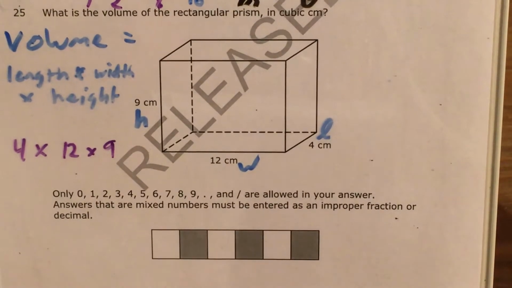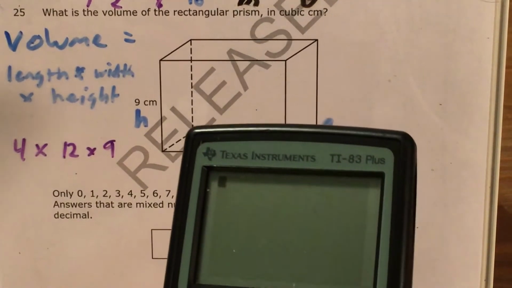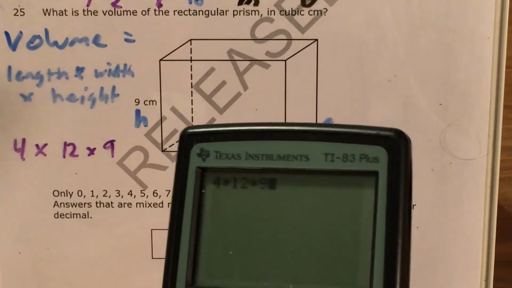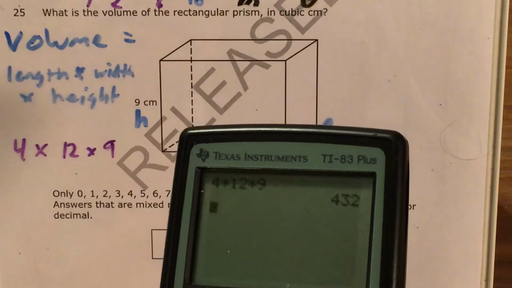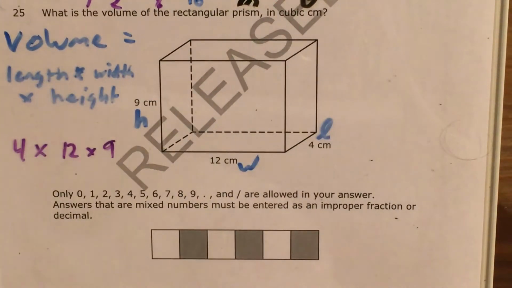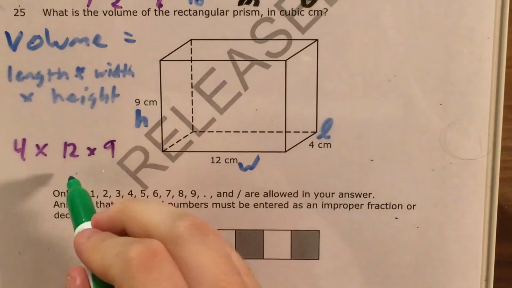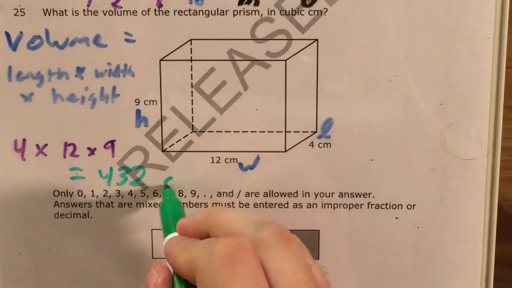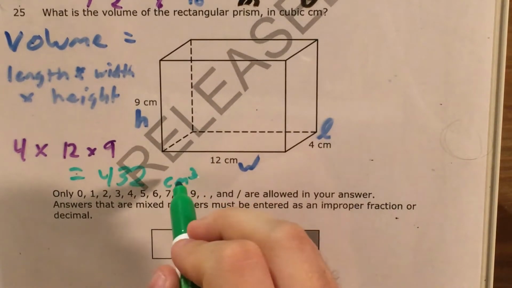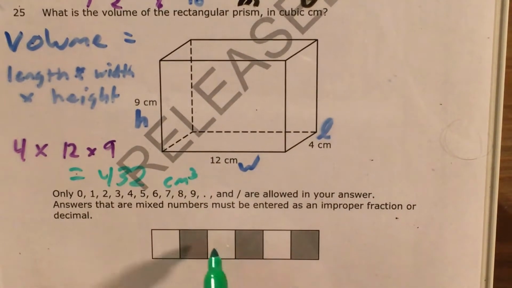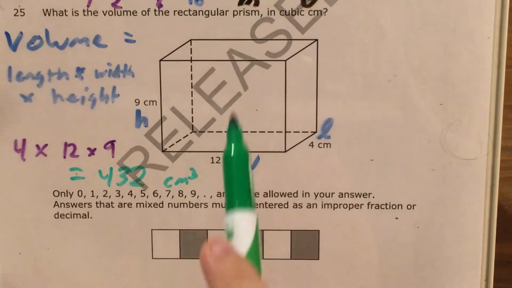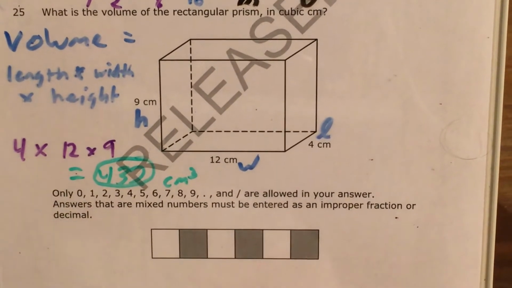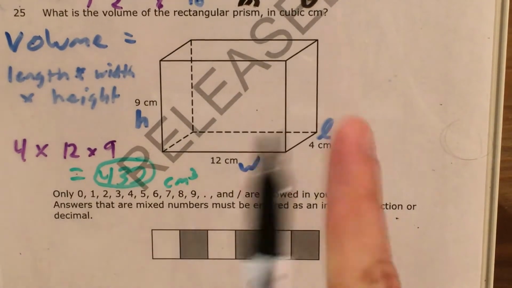And now, since this is the calculator active section, I have no problem breaking my calculator out and figuring out 4 times 12 times 9 in my calculator, and it gets me 432. Now this should be 432 centimeters cubed, but we can't write letters in the gridded response boxes, so what I'm going to plug in as my answer is just going to be 432.